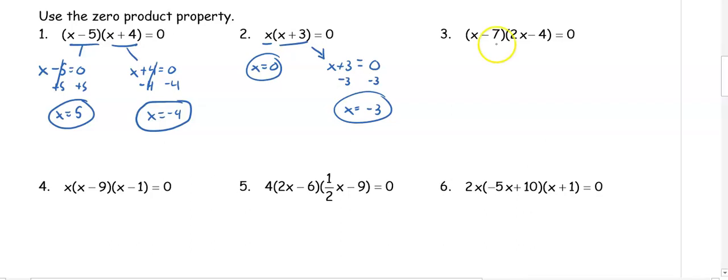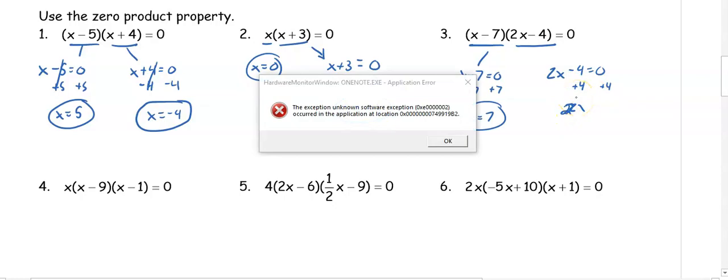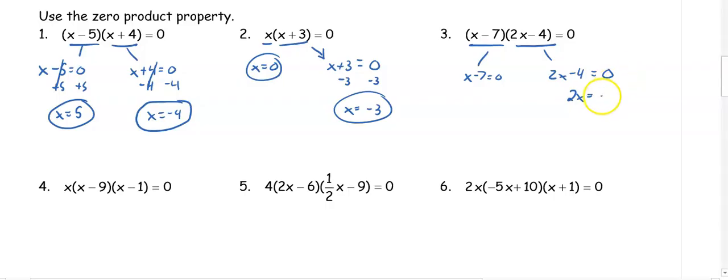In number 3, we have 2 sets of parentheses, so each of those gets set equal to 0. X minus 7 equals 0. 2x minus 4 equals 0. So in the first one, we're going to add 7 to both sides. X equals 7. The second one's a little more work. We need to add 4 to both sides. So 2x is equal to 4 because we're going to add 4 to both sides. And then we have to divide by 2, so x equals 2.